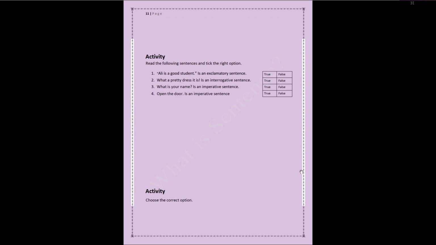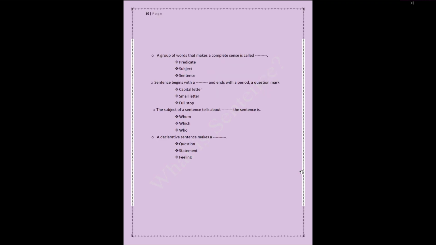Now let's move on to the other activity. It's an MCQ, choose the correct option. You have to select the correct option from this. A group of words that makes complete sense is called subject, predicate or a sentence. Yes, it is a sentence. It is the definition of a sentence. A sentence begins with dash and ends with a period, a question mark or an exclamation mark. What will come in this blank? Capital letter. A sentence always begins with a capital letter.